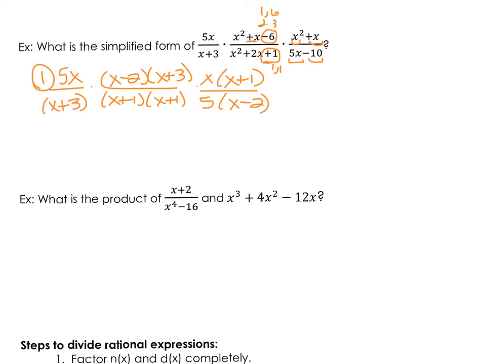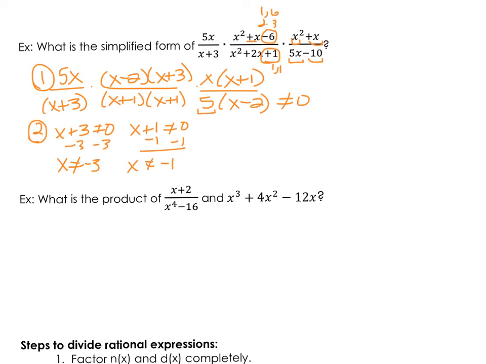From here, let's go to the next step, stating restrictions in our domain. Remember, none of the denominators can equal 0. If I look from left to right, x plus 3 can't equal 0. And if you move 3 over, x can't equal negative 3. I have 2 x plus 1s, but we don't need to write that out twice. The same value will apply to both of them. X can't equal negative 1.